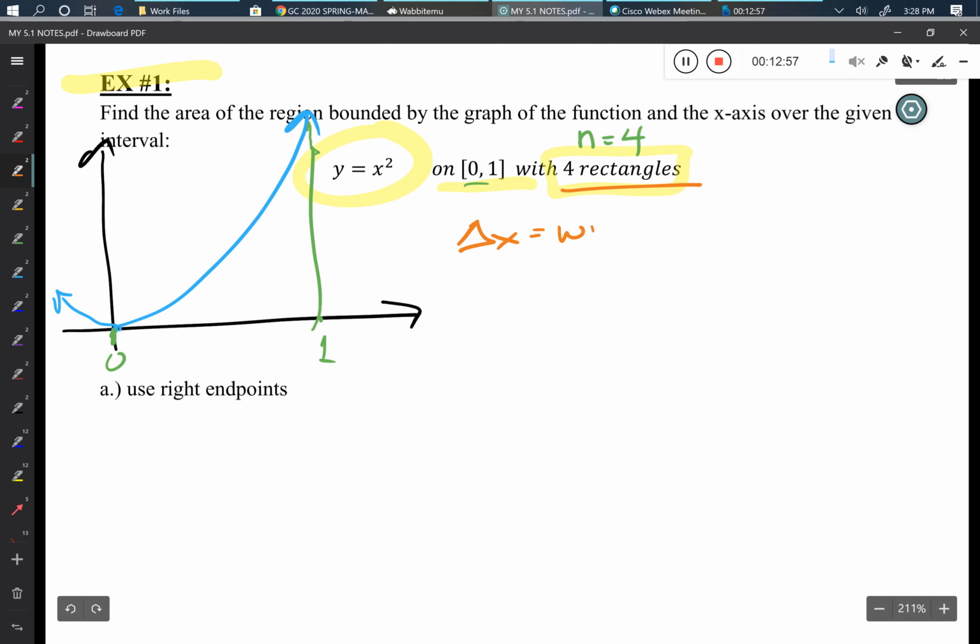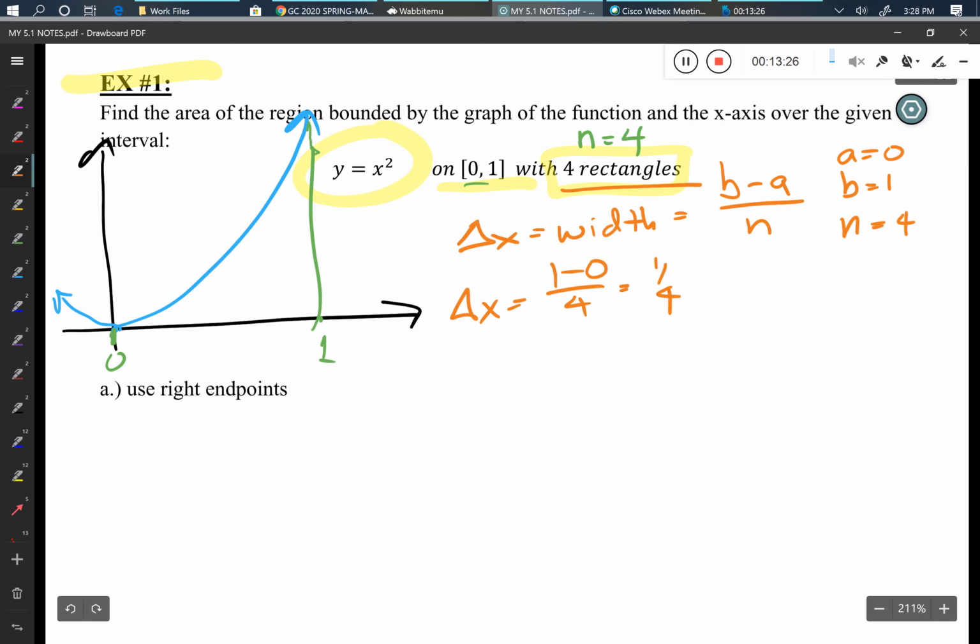So how wide will each rectangle be? Delta x is the width of each rectangle. And what's the formula for delta x? The formula is always b minus a divided by n. And for this problem, we are looking at a is equal to 0, b is equal to 1, and n is equal to 4. So our delta x is going to be 1 minus 0 divided by 4, or 1/4. Now, if you actually did the geometry of that and split this up into 4 equal pieces, that's exactly what you'd see. This would be 1/4, this would be 1/2, this would be 3/4.